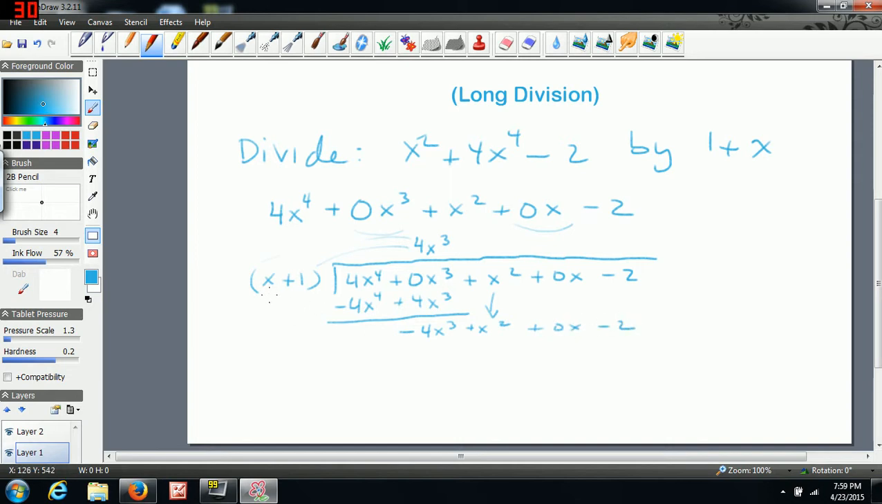Now, at this point, you say, how many times does x go into negative 4x cubed? So the answer to that would be negative 4x squared. So now you take that number and you multiply it by both of these.